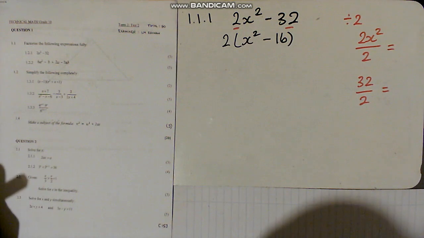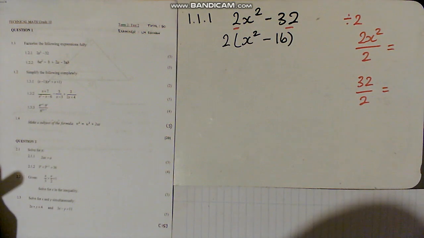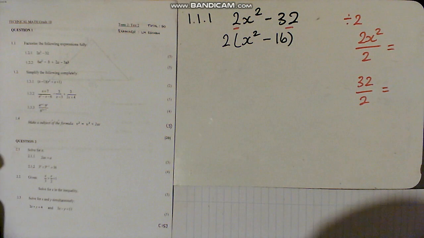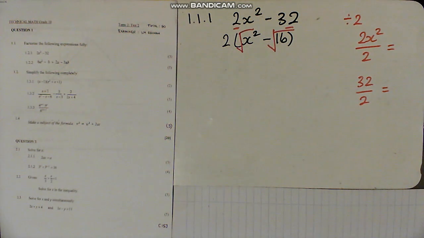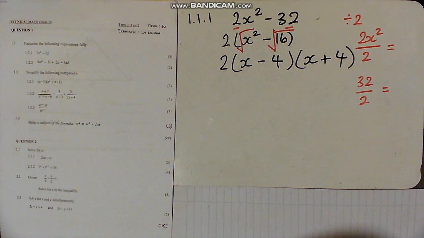If we look, we now have the difference of squares. We have x squared minus 16. Square root the first term, square root the second term. One bracket will be negative, the other bracket will be positive. Square root the first term, we get x and x. Square root the second term, we get 4 and 4. Right, that is completely factorized.